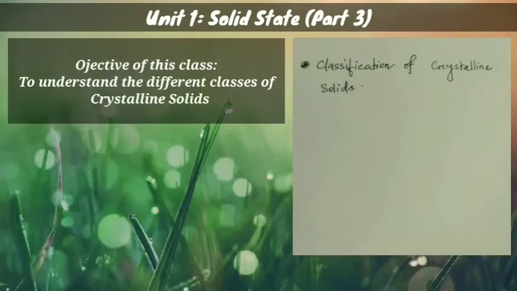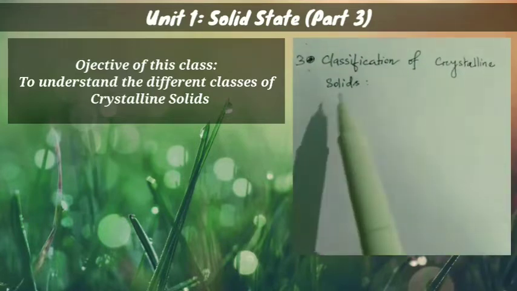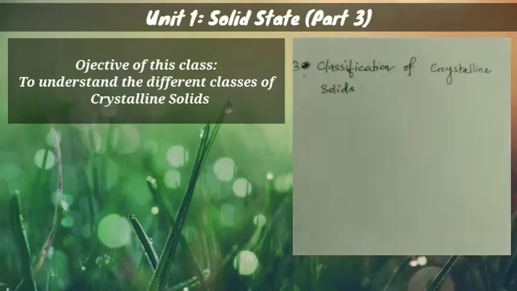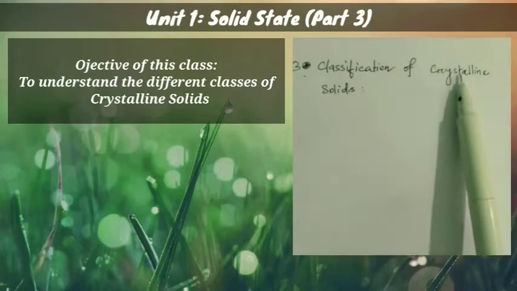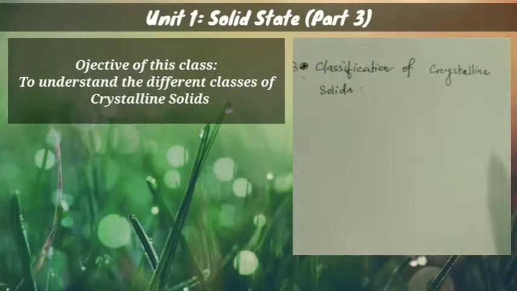So in the last class we discussed the second objective, which was to distinguish between the crystalline solid and amorphous solid. But here our third objective is to classify the crystalline solid only. So we are now going to concentrate on the crystalline solid.